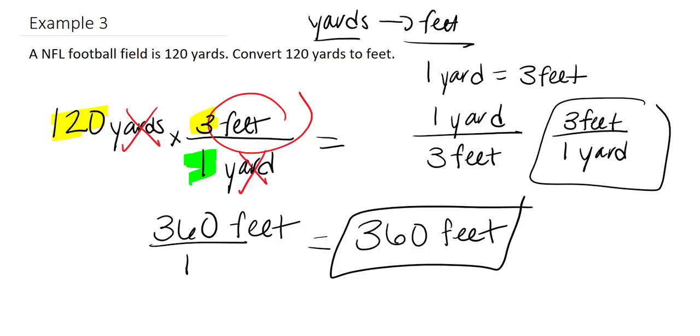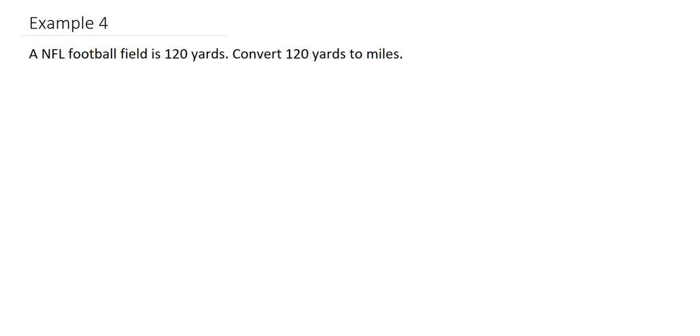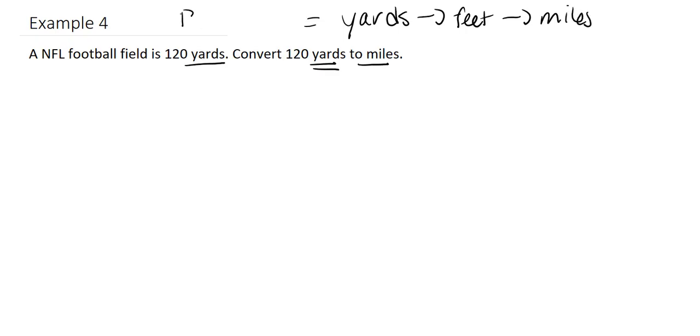Now let's do another example. Example 4. An NFL football field is 120 yards. Convert 120 yards to miles. Well, this is kind of like the last problem, except we're going to go one step further as we're converting yards to miles. We're going to go from yards to feet because we know how many feet are in a mile. So this is our road map. Sometimes people refer to it like that. So we're going to go from yards to feet, which is what we've done before, and then feet to miles.